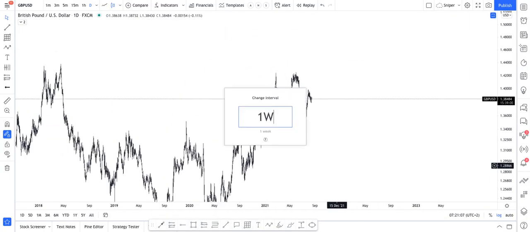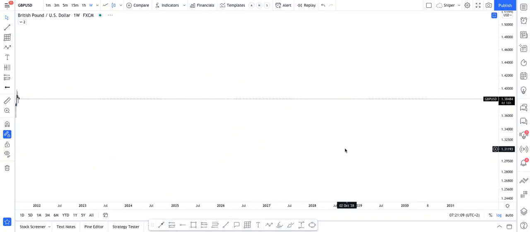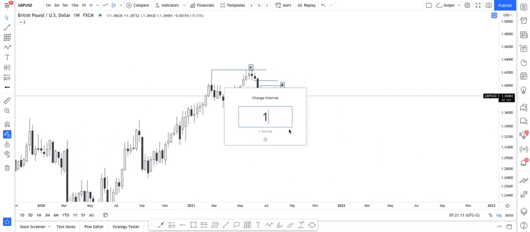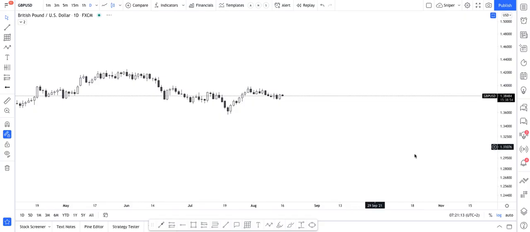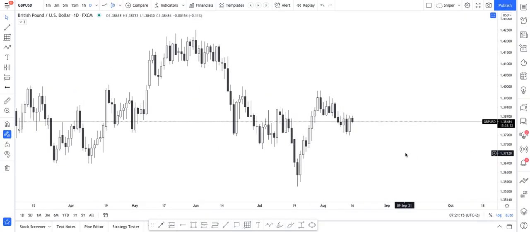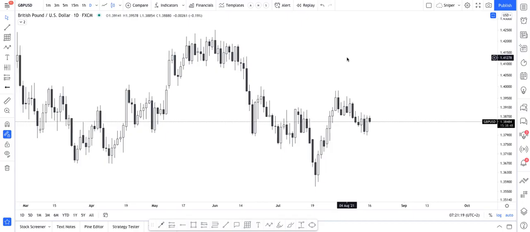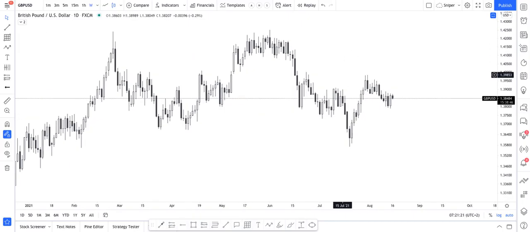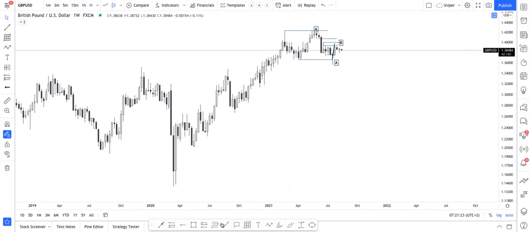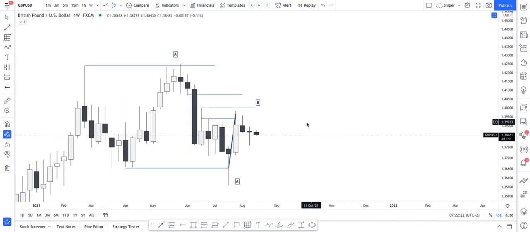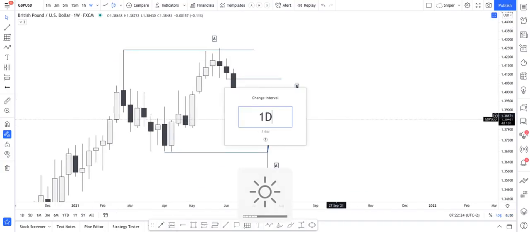Why is it all gone now? Weekly, daily. It's not showing on the daily. Let me just quickly fix that. Okay, I think it's sorted out now. Let's look at the daily now.